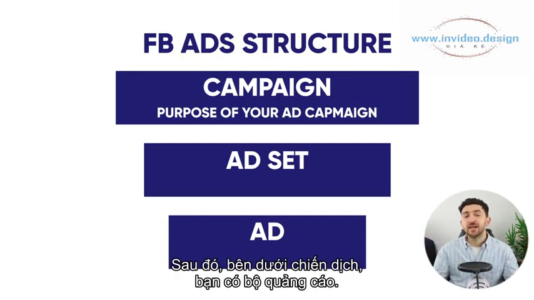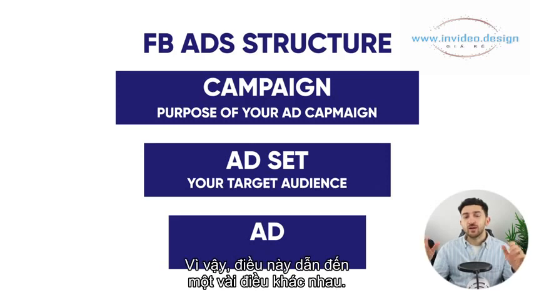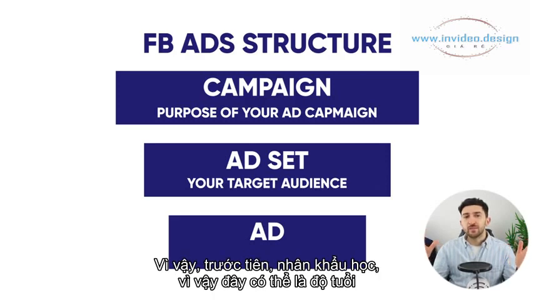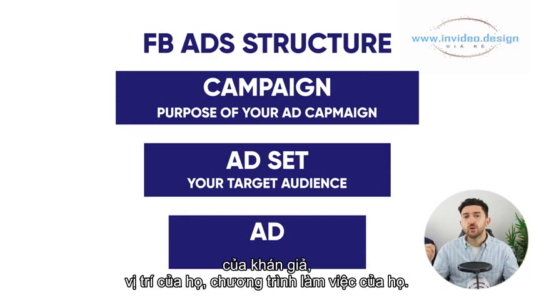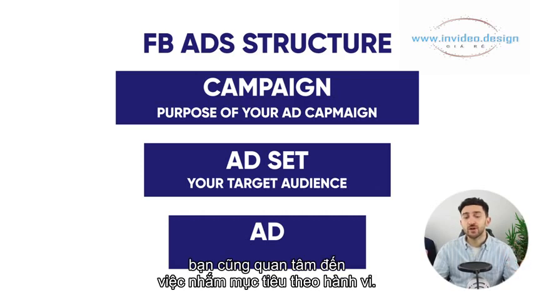Then underneath the campaign, you have the ad set. So just think of the ad set as, who am I actually going to target for my ad? So this comes down to a few different things. So firstly, the demographic. So this can be the age of your audience, their location, their gender, and then on top of the demographic, you also have the interest and behavioral targeting.